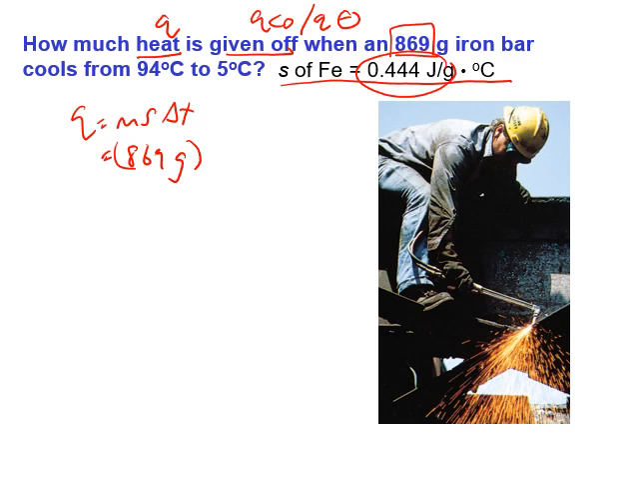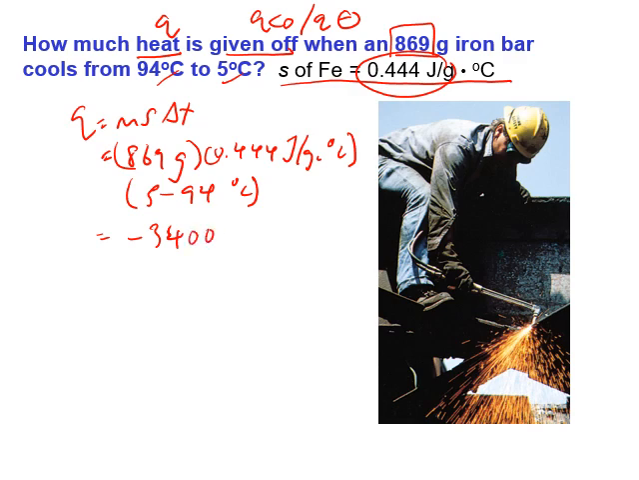Specific heat of iron, 0.444 joule per gram degree Celsius. Okay, the delta T, we will take 5 minus 94, the later minus the previous one. 5 minus 94 degrees Celsius. So therefore, we actually get a negative answer. Negative 34000 joule. So put it in kilojoule, negative 34 kilojoule. Right, next.